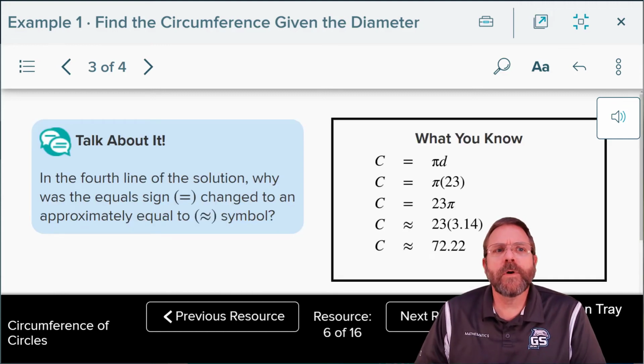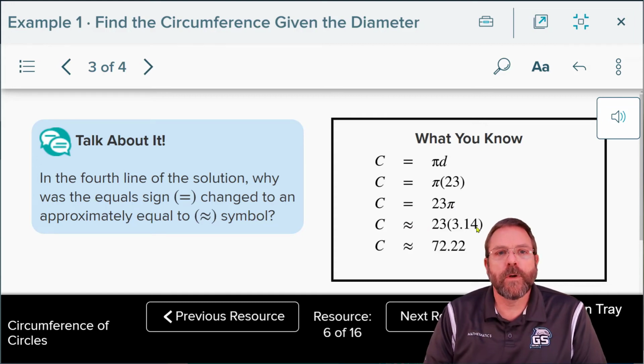Now the textbook is pointing out here that the formula changed. It went from being an equal sign to an about sign when they went from pi to 3.14.